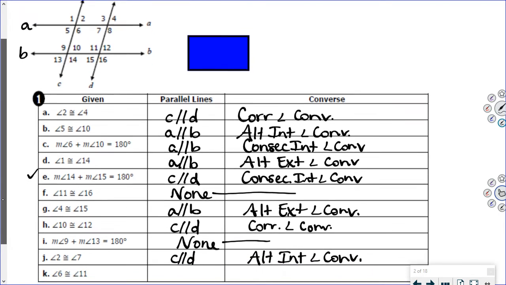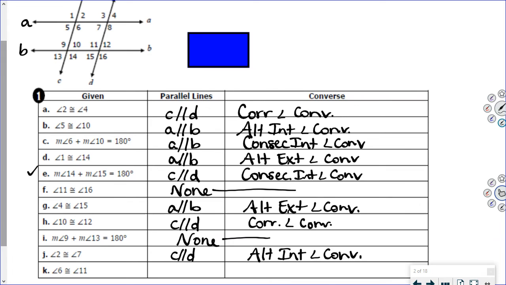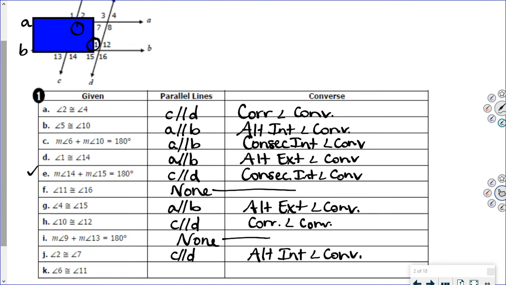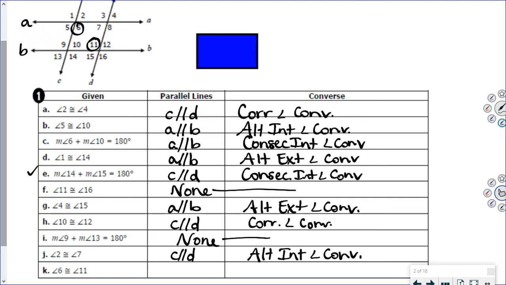The problem with part K, as you look at it, is that those two angles are not along the same transversal. So as we look, if we cover up this, we can only see one angle. If we cover up this, we can only see one angle. So because those two don't have a connecting transversal, this also would be none. So we have none in three different situations: if there's a vertical angle pair, if it's a linear pair, or if there is no transversal connecting the two. So just be careful when you see those.